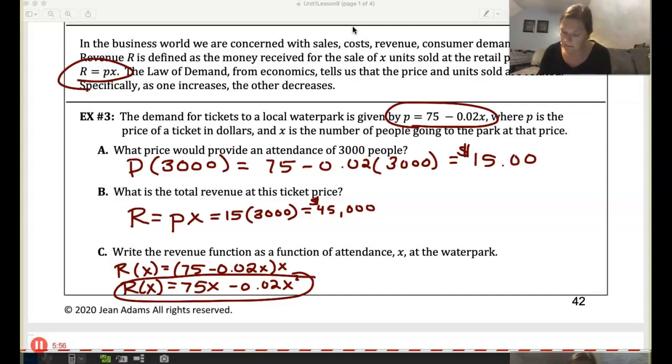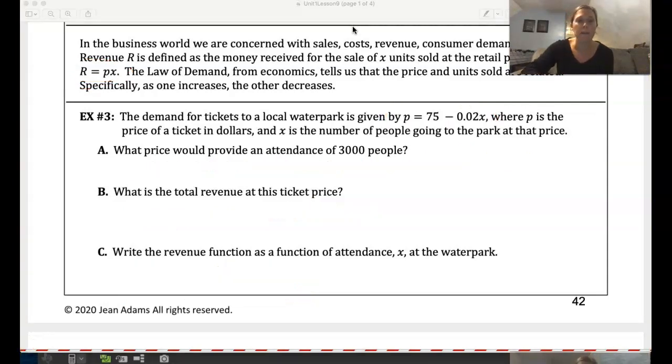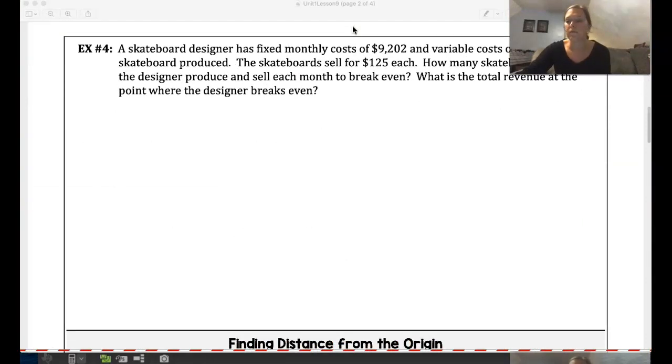Okay, that little squared there got lost. Don't lose that. All right, very good. Moving on to the next one, example number 4.